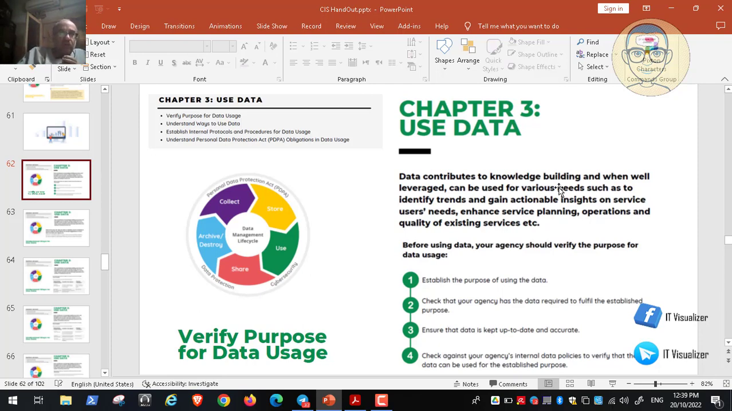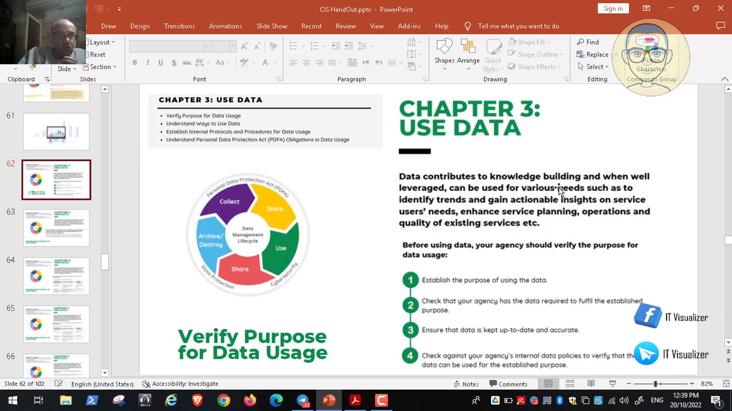Anyway, we will use the data to fulfill the user's business needs, to enhance our service planning, and to enhance our quality of service. User data usage is divided into 4 parts. Verify purpose for data usage: why do you use this data? To enhance your service or to fulfill a user need. This is the first thing. Understand ways to use data: there are some ways to use the data.